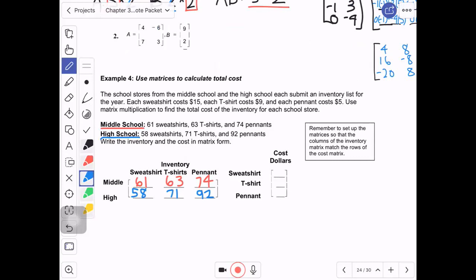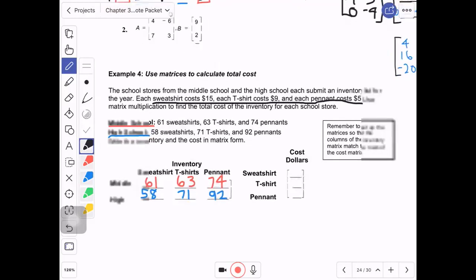And we are multiplying that by a cost matrix. How much did sweatshirts cost? Well, it gave us that right up here. Sweatshirts are 15. They gave us all of the costs up there. So then we would write 15 for sweatshirts. What about for t-shirts? Leah? And what about pennants? Exactly. So that's how we're setting that up. And to get our total cost, we would multiply these matrices together.